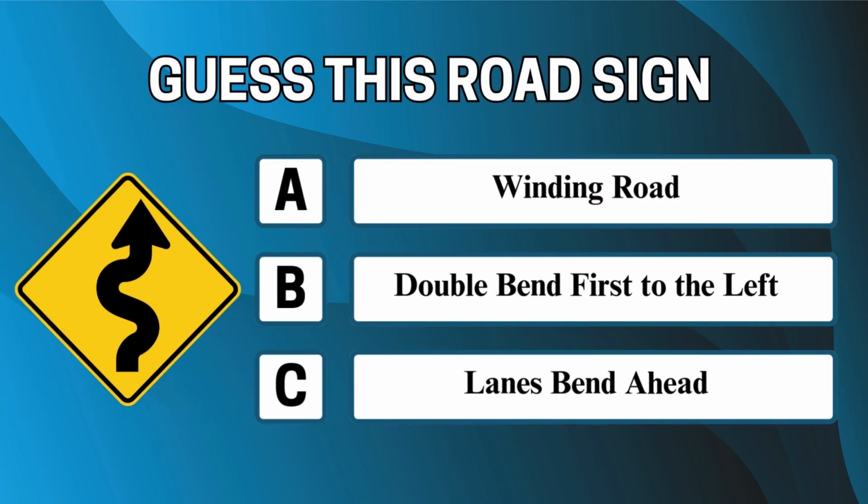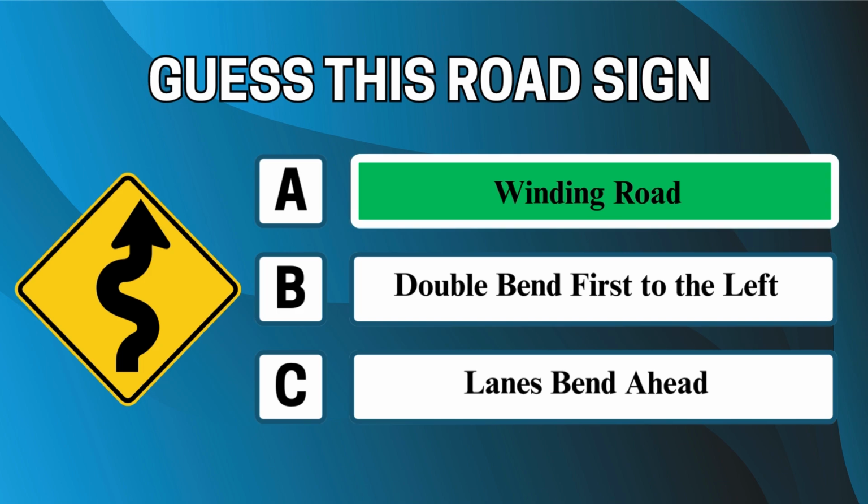Guess this road sign. A. Winding road. B. Double bend first to the left. C. Lanes bends ahead. Exactly, it is the winding road, right, sign.